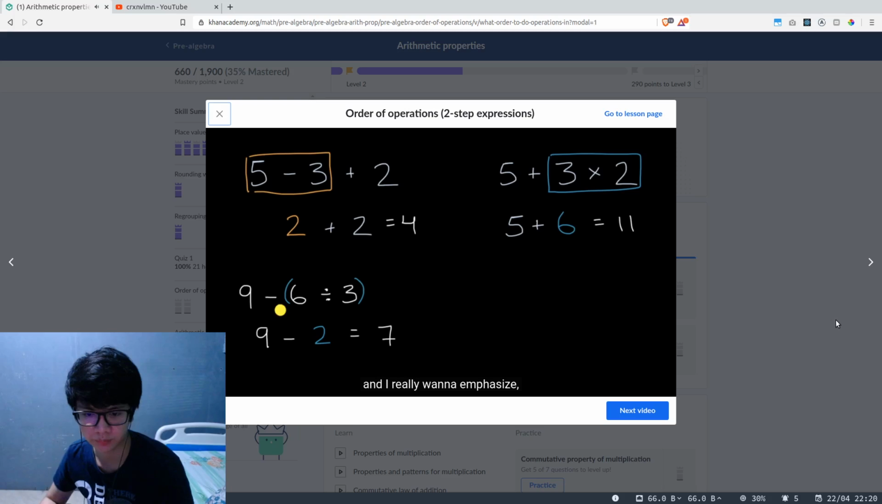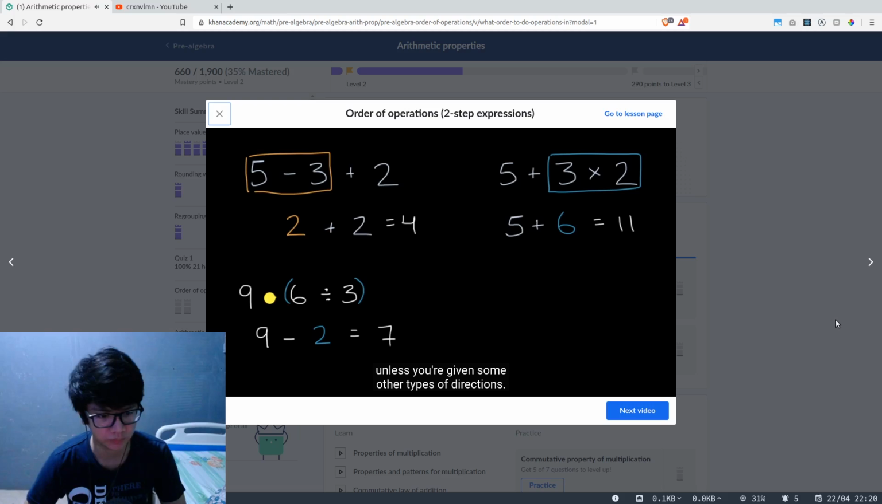And I really want to emphasize it's important that you get this idea that multiplication and division should be done before the addition or subtraction, unless you're given some other types of directions. Because if you just went left to right here, you would have said 9 minus 6 is 3, and then you would have divided that by 3, which would have given you 1, which is clearly a different number than 7.